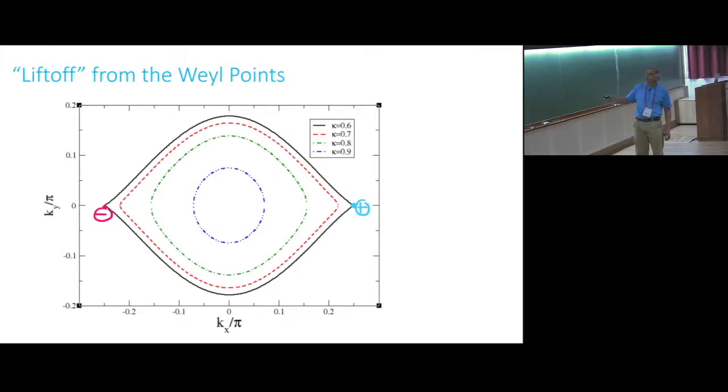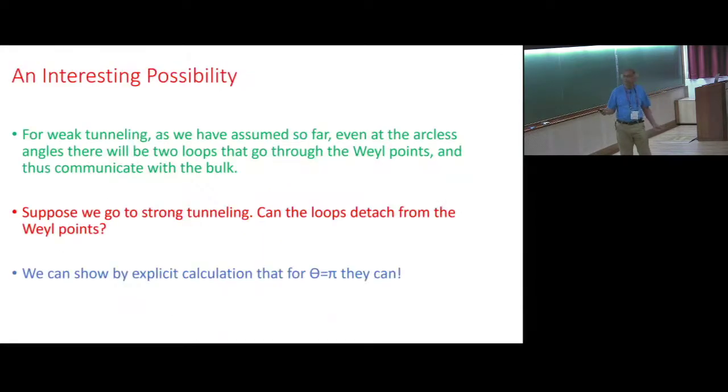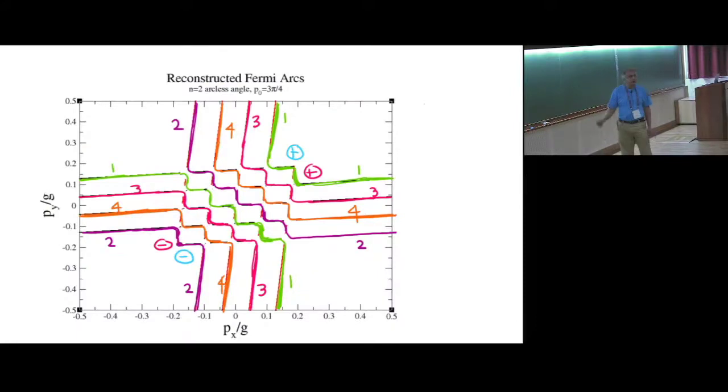And what happens is that there are two Fermi arcs. They repel each other, as you can see. But as you increase the strength of the tunnel coupling, these Fermi arcs can actually detach themselves from the Weyl points, and they can form these closed loops here. Okay? You can have a situation where things are completely detached from the projections of the bulk Weyl points. Okay? And in that case, you will have all the surface states being completely unconnected to the bulk. And that's, I think, a pretty interesting case.